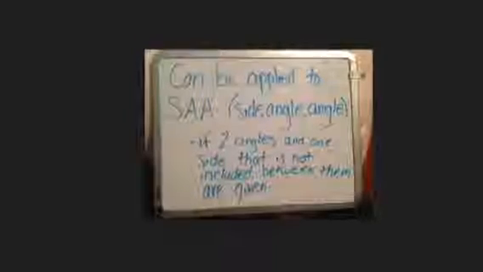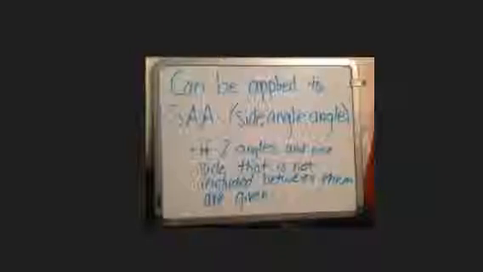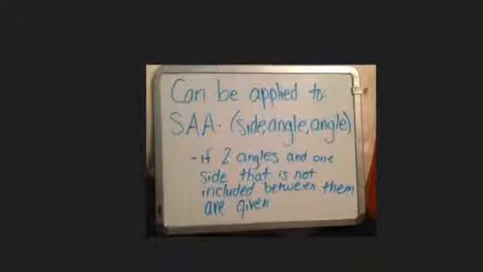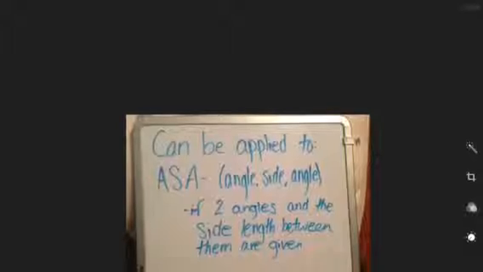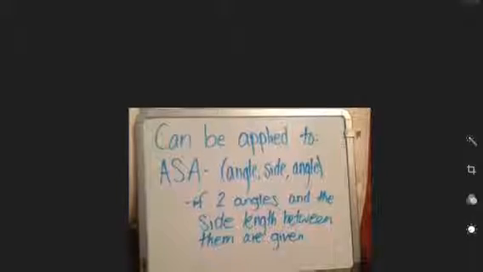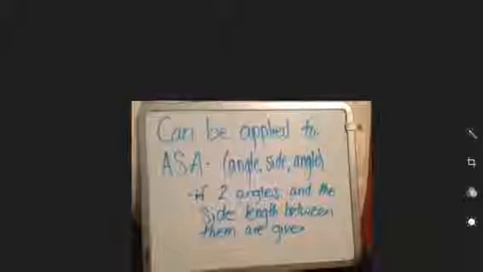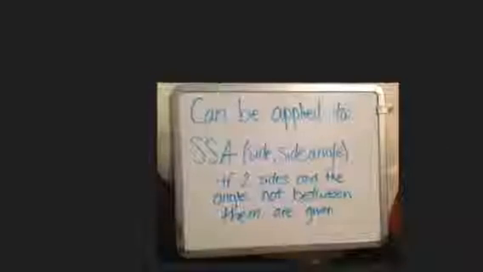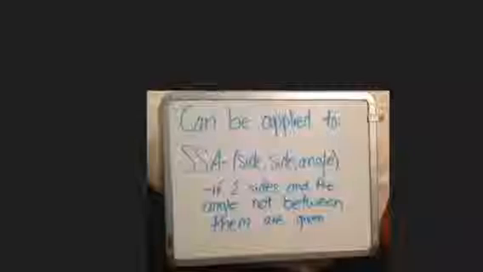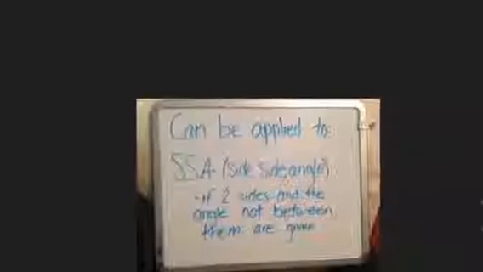This is when two angles and one side that is not included between them are given. It can also be applied to ASA, also known as angle side angle. This is when two angles and the side length between them are given. It can also be applied to SSA, side side angle. This is when two sides and the angle not between them are given.